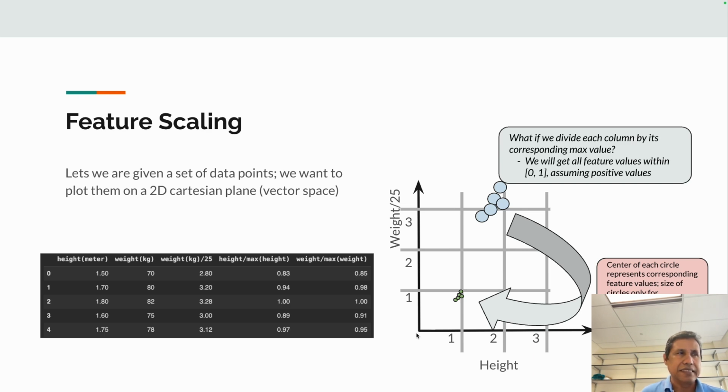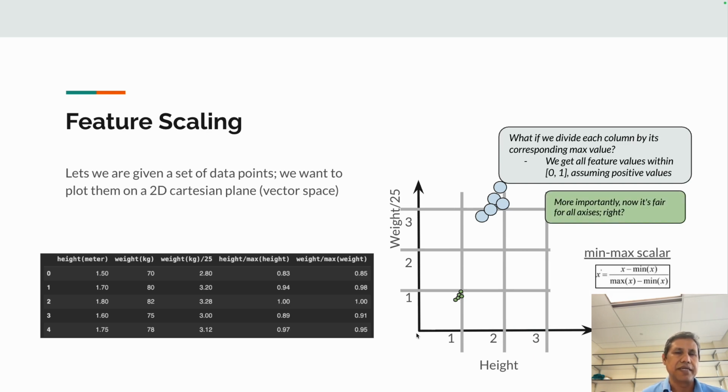So what is a better way? That's what we call min max scaler. With this equation, for each value, you first subtract the minimum of each column from the value under consideration and divide by the max minus min difference. If you do that, then your values will be properly spread over the square area. So this is the famous min max scaler.